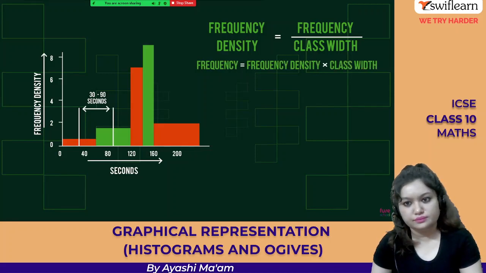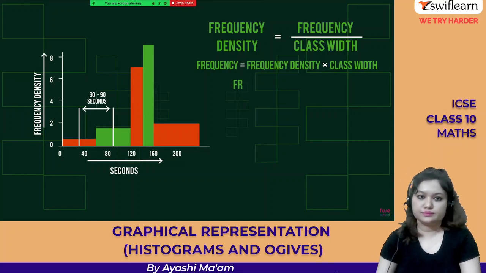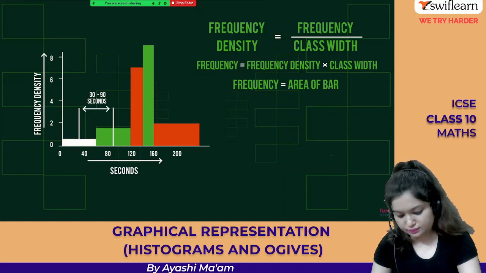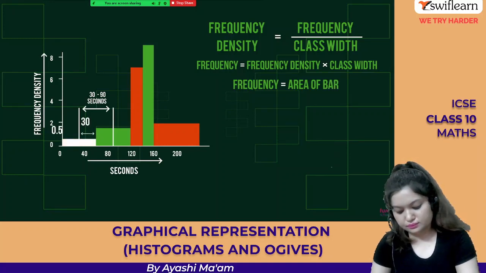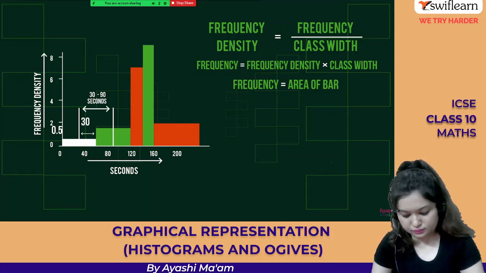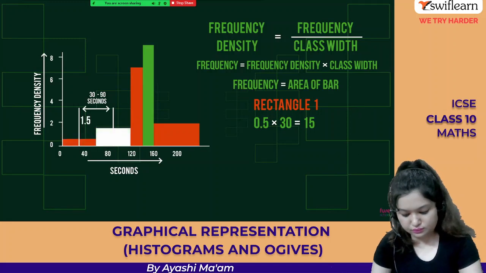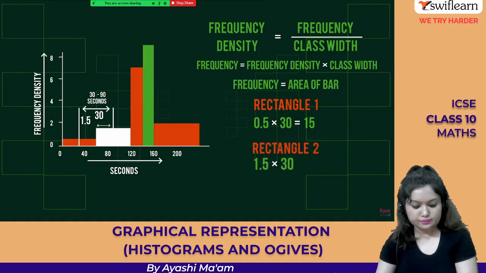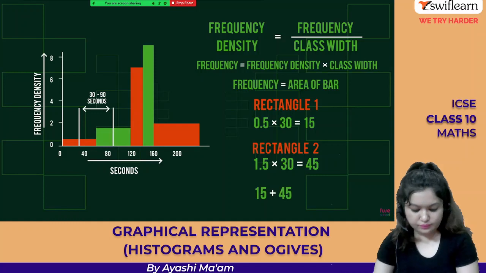If we look at our histogram, we plot frequency density against class width, so the area of each bar is the same as its frequency. Rectangle 1 has a height of 0.5 and a width of 30, because the bar's width is 30 seconds to 60 seconds. Multiplying these tells us there are 15 people in rectangle 1 between 30 and 60 seconds. Rectangle 2 has a height of 1.5 and also a width of 30 seconds, from 60 seconds to 90 seconds. 1.5 multiplied by 30 equals 45 people, so in total there are 15 plus 45, giving an estimate of 60 people.